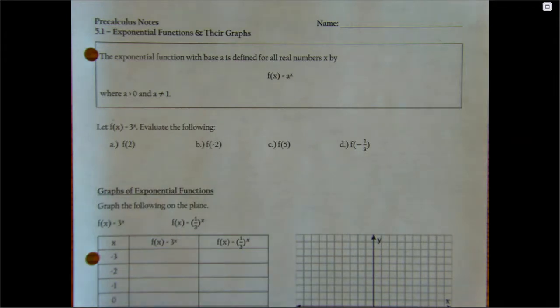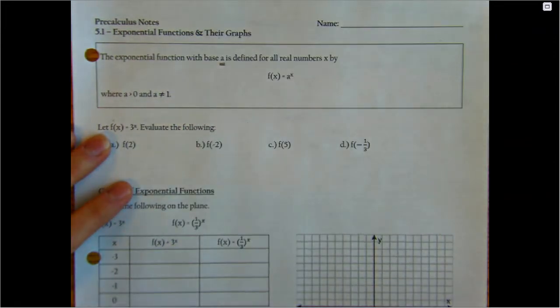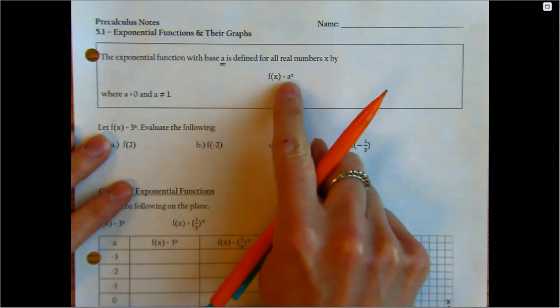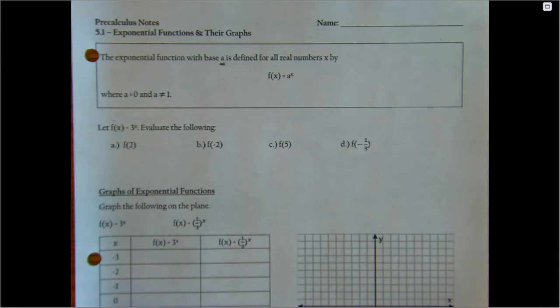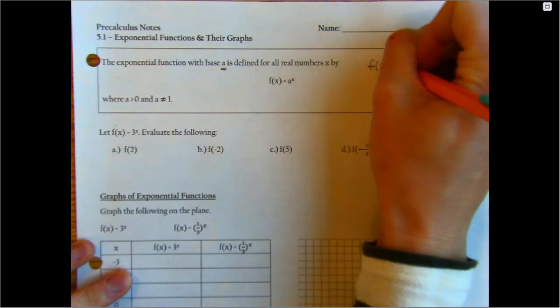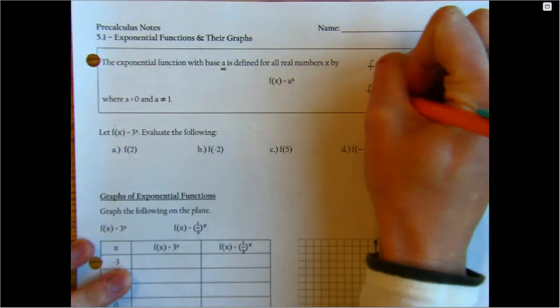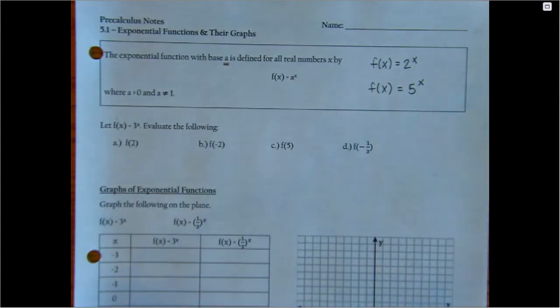Okay, so an exponential function with base a is defined, for all real numbers x, by f of x equals a to the x. So basically an exponential function is when your variable is an exponent. Okay, so a couple examples of an exponential function could be like 2 to the x or 5 to the x, so on and so forth.